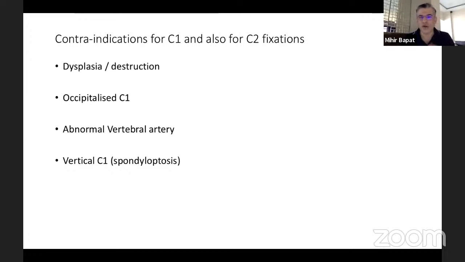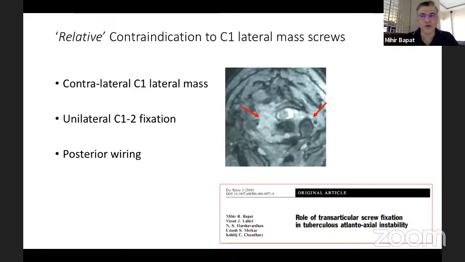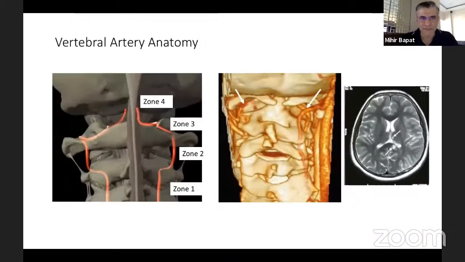Now, what are the contraindications for this technique? One is a dysplasia or a destruction of the C1 lateral mass, occipitalized C1 lateral mass, abnormal vertebral anatomy, or a vertebral C1 arch. Now, all these are relative contraindications. They are not true contraindications. So if you have one lateral mass destroyed, you always have the second lateral mass, which you can use. You can couple it with a posterior fixation and still get a C1C2 fixation in place.